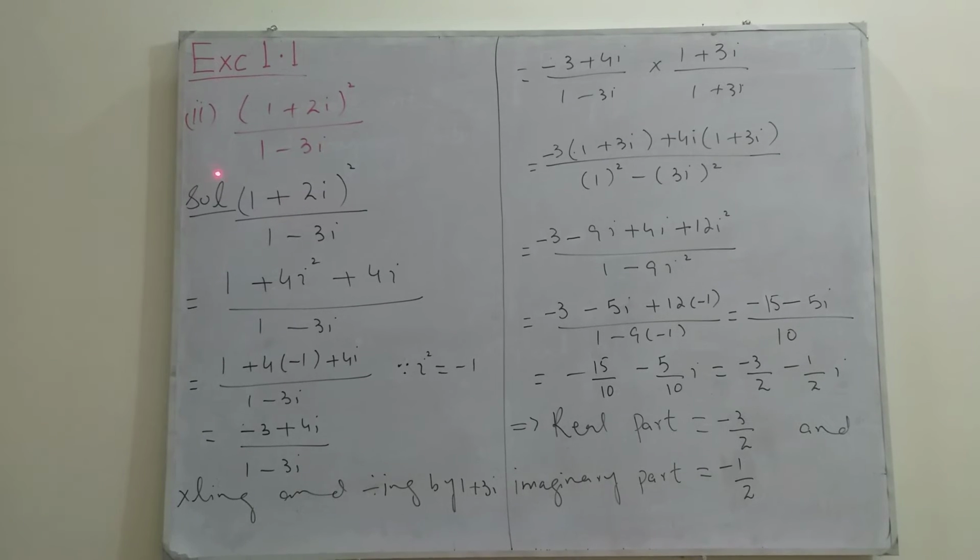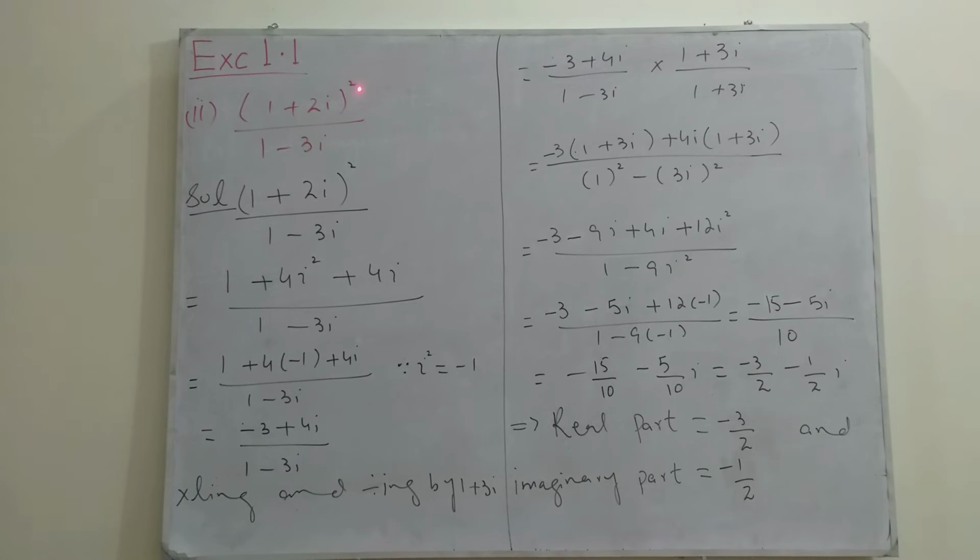Now part second, (1 + 2i) whole square divided by (1 − 3i). First we will solve the numerator by using the formula (a + b) whole square, which is equal to a² + b² + 2ab. That is 1² gives 1, (2i)² gives 4i², plus 2 into 1 into 2i gives 4i.